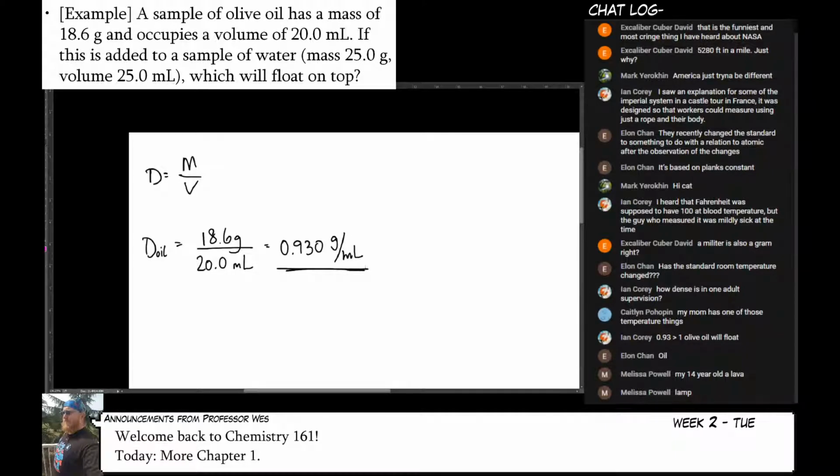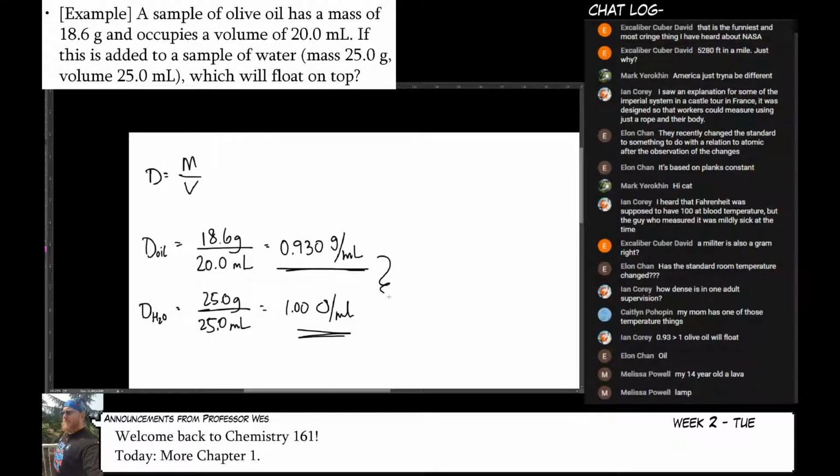Now, we haven't actually done sig figs yet. We're going to do that later today. But hopefully you know that you should have 3 sig figs for your answer because we're doing division and all of the other components had 3. But that's the density of the oil. And then if we do the density of the water, we'll divide its mass by its volume, and we get 1 gram per milliliter.